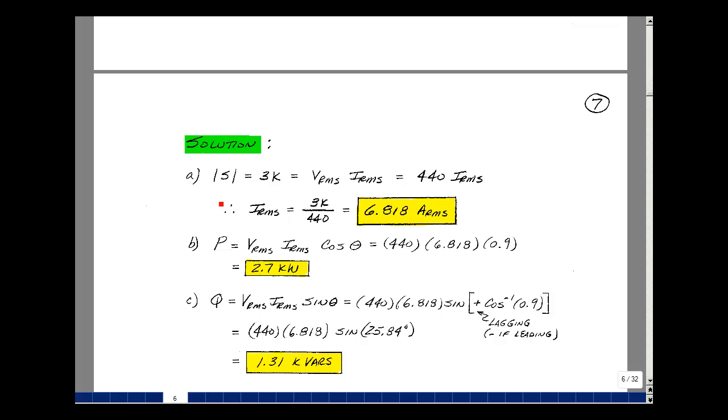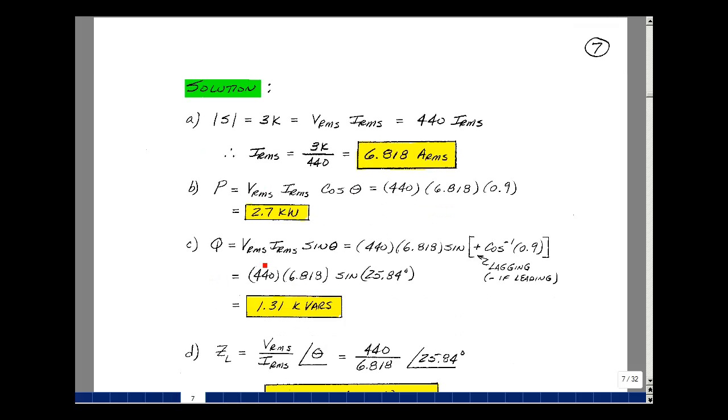All right, we know the magnitude of the apparent power was 3 kilovolt amperes. Of course, that's equal to VRMS times IRMS, and since I know V, I can then solve for I. So 3K divided by 440 is 6.818 amps, but again, this is RMS. Our real power, or average power, is VRMS times IRMS times the cosine of theta. And I know that the value of cosine of theta was equal to 0.9. 440 times 6.818 times 0.9, we get 2.7. It's going to be kilowatts.